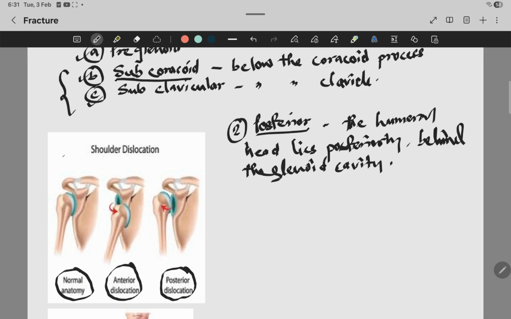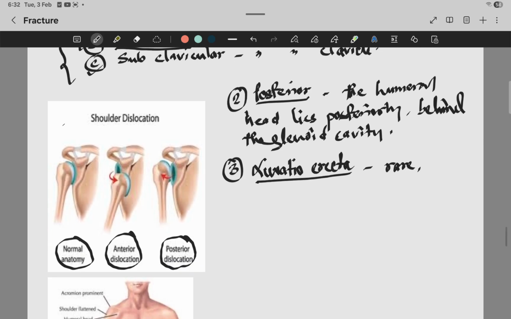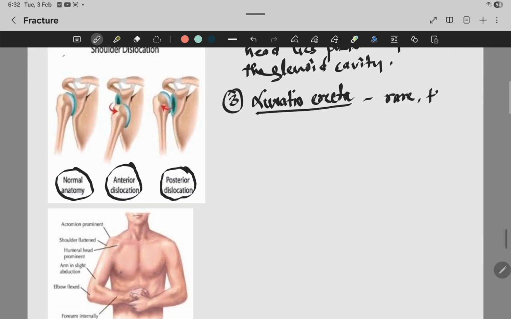Okay. And number 3 is the inferior dislocation, or luxatio erecta. It is a rare type of dislocation where the humeral head comes to lie in the subglenoid position, or inferiorly. The head lies below the glenoid, in the subglenoid position.